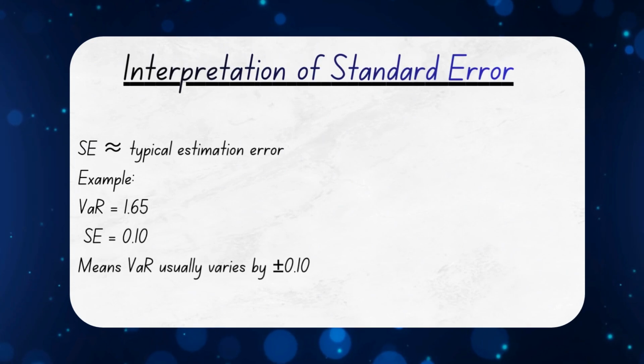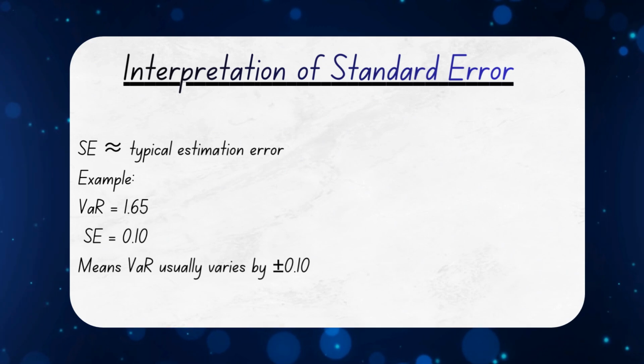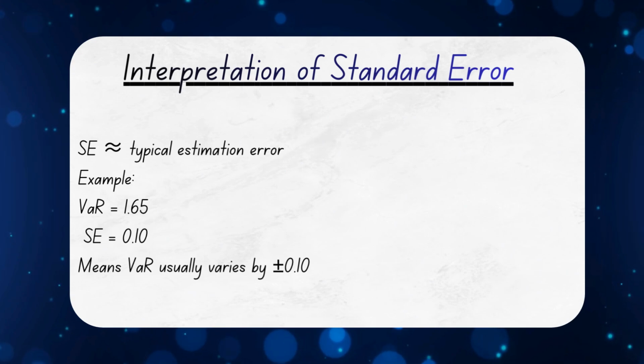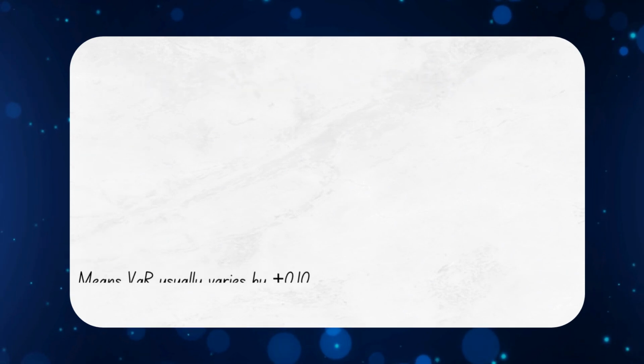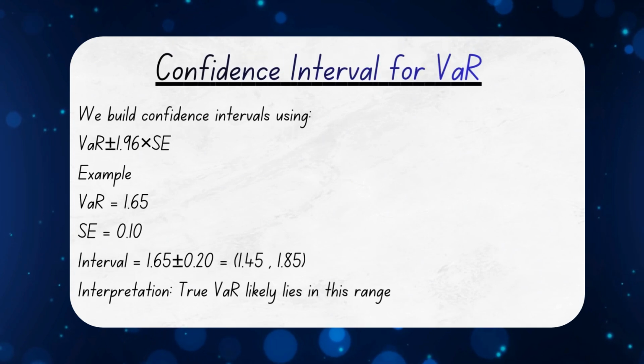For example, suppose your 95% VaR estimate is 1.65 and the standard error is 0.10. That means if you repeated the experiment many times, the VaR would usually fluctuate by about plus or minus 0.10. So the number 1.65 is not exact. It's only approximate.